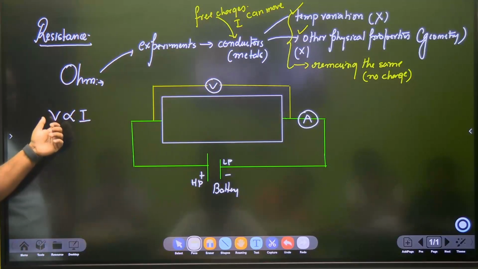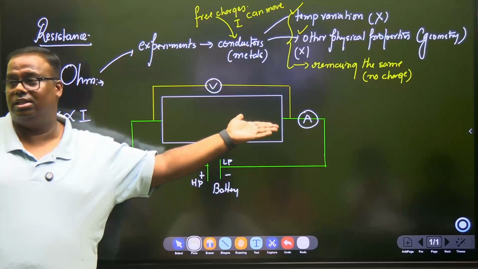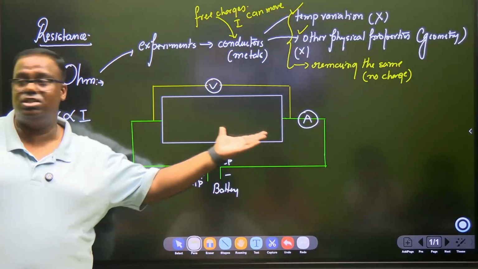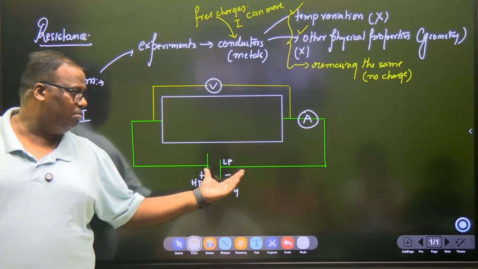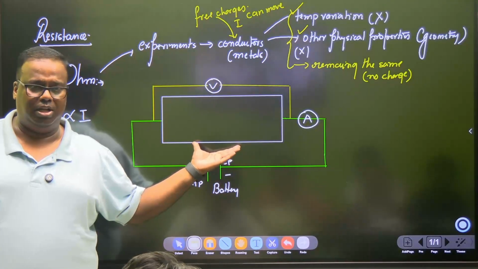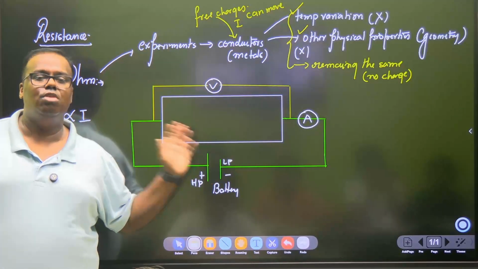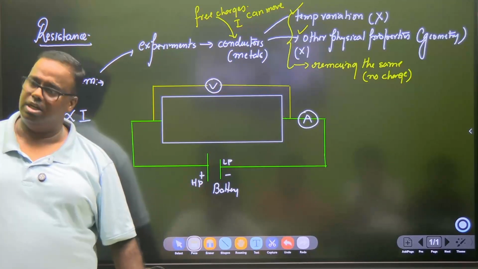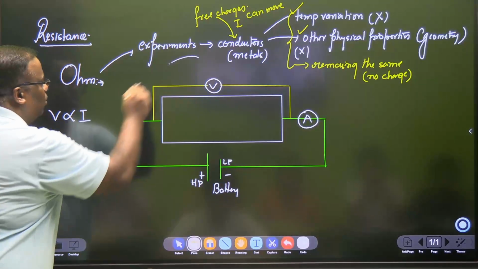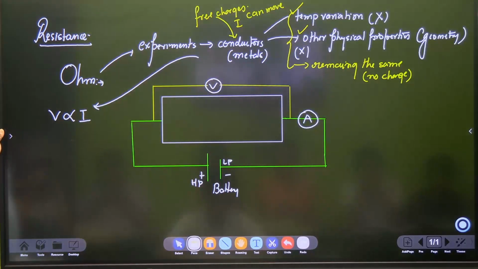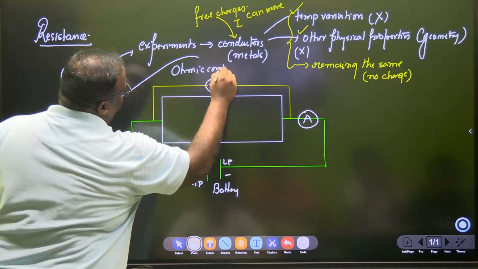So Ohm found that for the majority of conductors, the current that flows through a conductor is directly proportional to the voltage difference that you maintain across it. Bigger the battery means the bigger the potential difference that we maintain. The potential difference is created by the battery. So the more voltage you give, the more current will run through the conductor. Not all conductors follow this, but the majority of them do, so he called those conductors ohmic conductors.